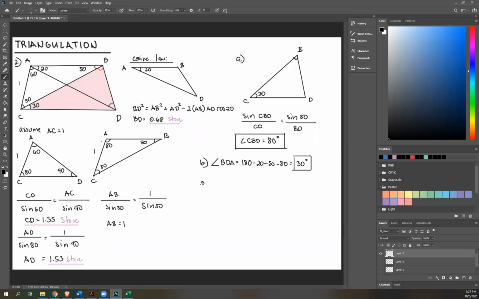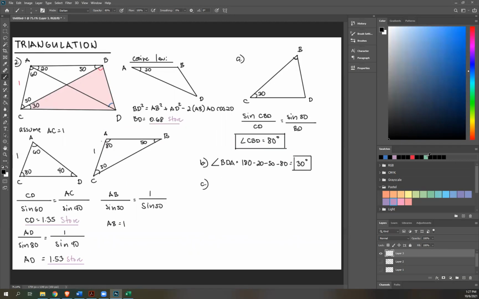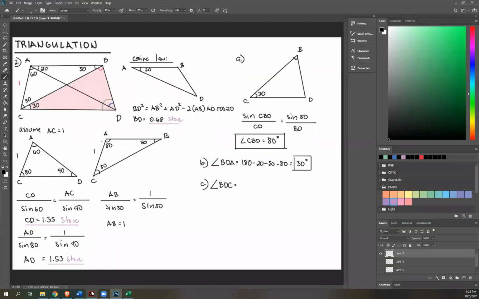Next, letter C. Find angle BDC. Okay, let's solve. To solve for that, that's just angle BDC. What's angle BDC? Correct.